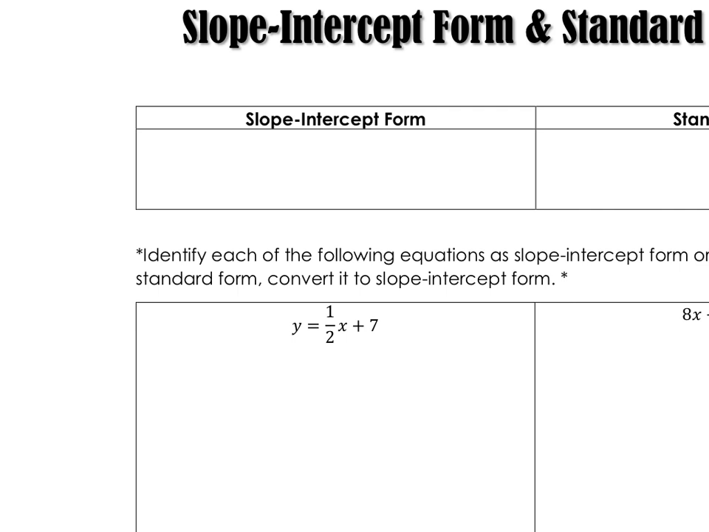We're going over slope-intercept form and standard form. Come on in. For slope-intercept, y equals mx plus b. Go ahead, write that down.